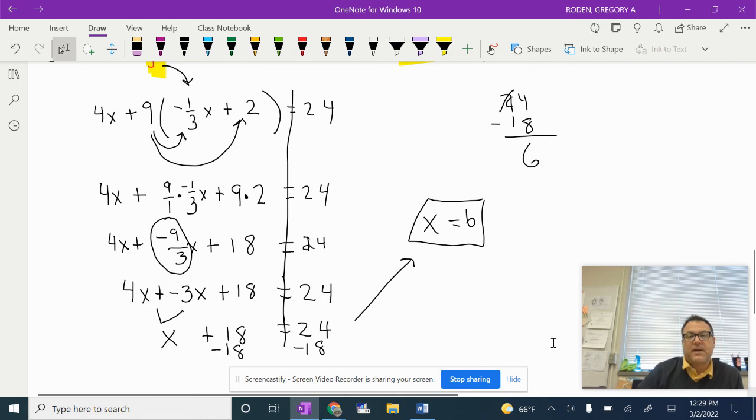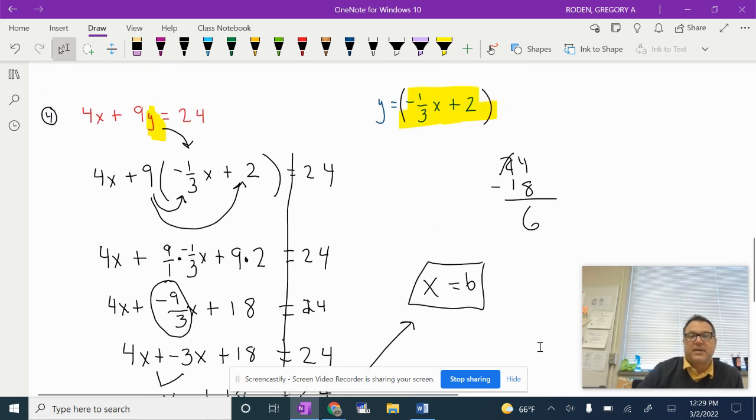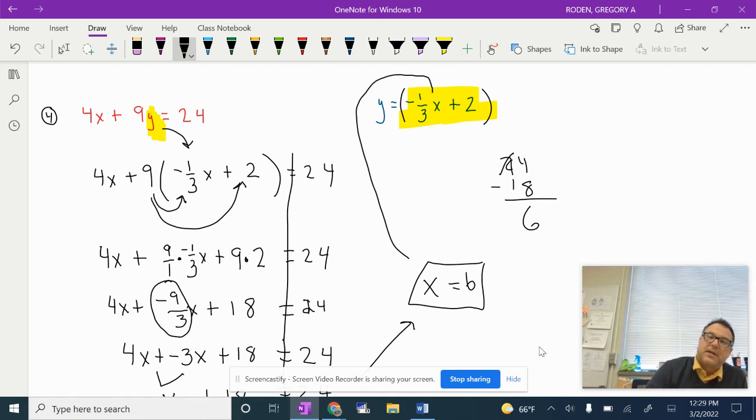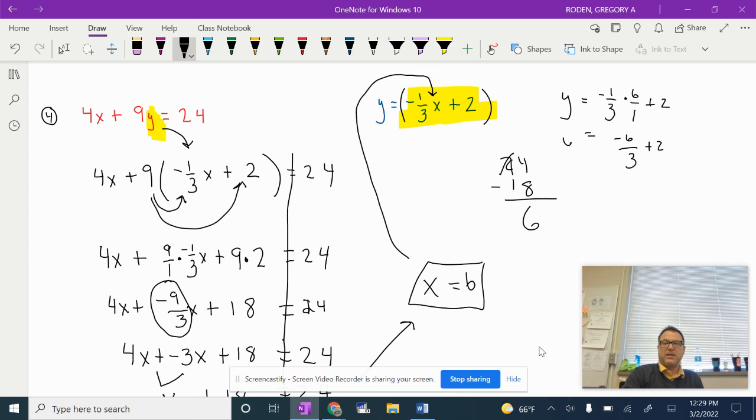Now, once I know that x equals positive 6, I can put that into any equation I want. I'm going to put it in right here. Even though it's a fraction, it's not going to be a hard fraction. I'm going to put the positive 6 in for x. So now I get y equals negative 1/3, and instead of an x, I'm going to put in a 6, and I'll call it 6 over 1, plus 2. Then I'm just going to multiply straight across. Negative 1 times 6 is negative 6. 3 times 1 is 3, plus the 2. So y equals negative 6 over 3 plus 2.